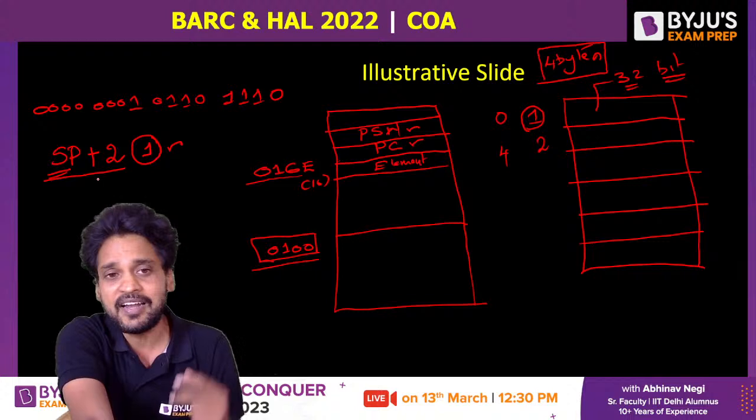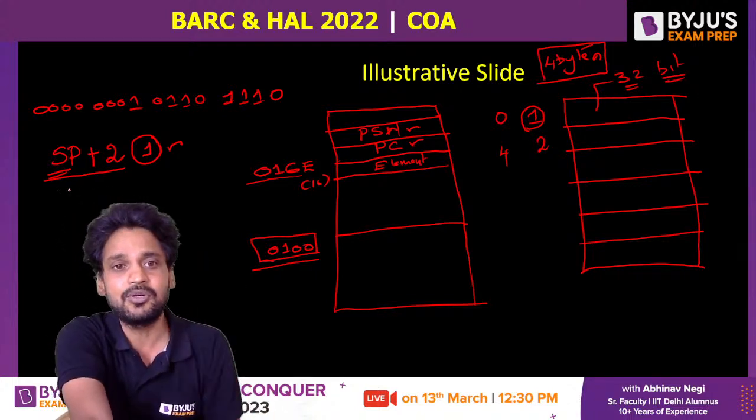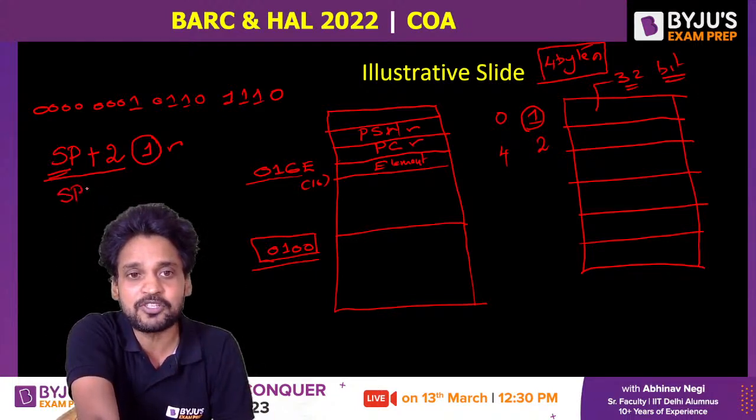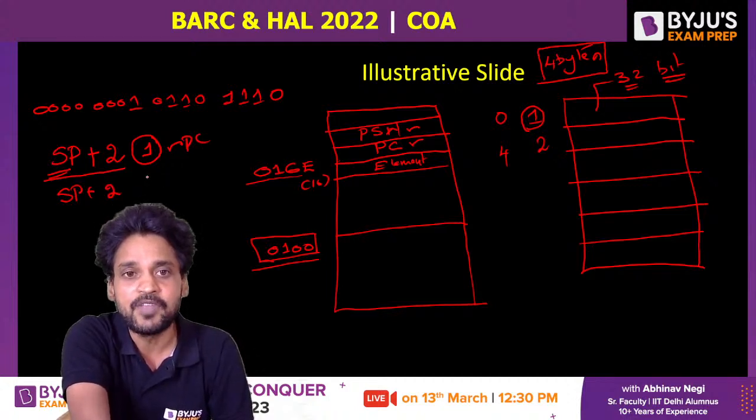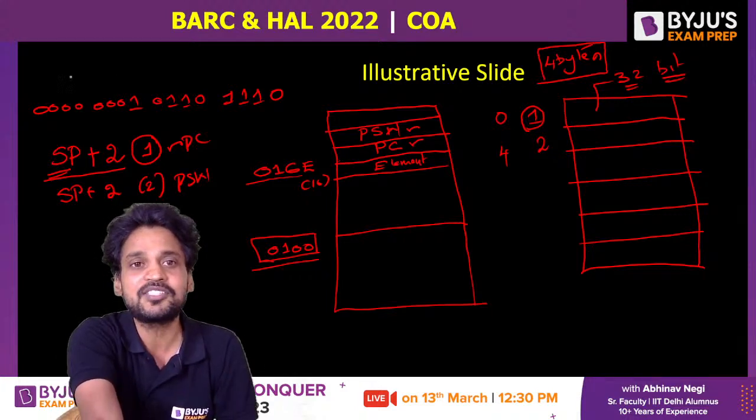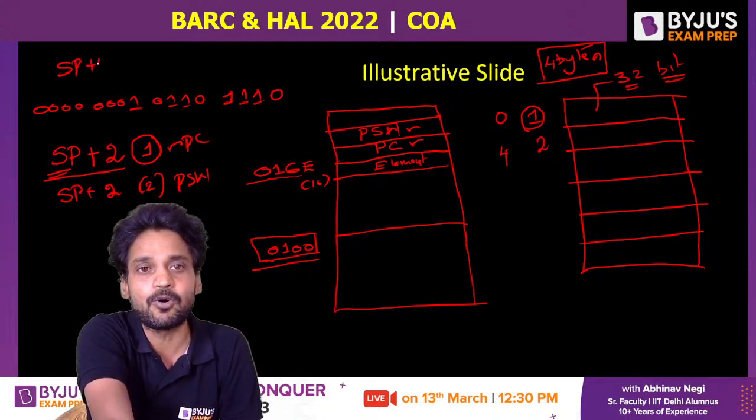But we added two elements to the stack. So SP is equal to SP plus 2 once. This is for program counter. SP plus 2 one more time. This is for PSW. Now the stack pointer is equal to stack pointer plus 4, right?